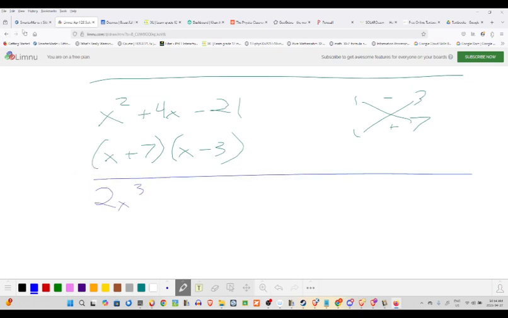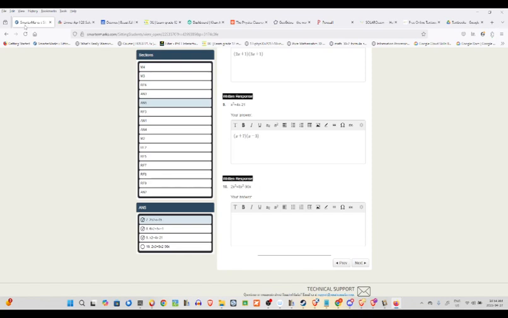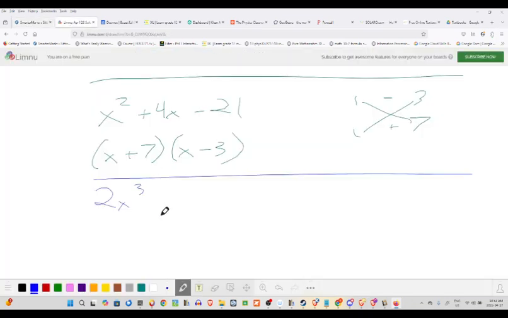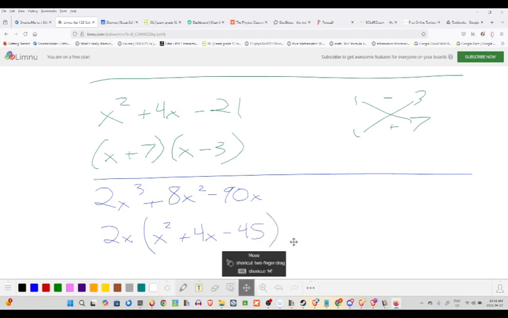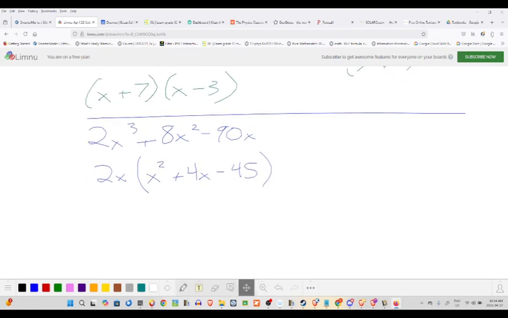So 2x cubed plus 8x squared minus 90x. We start by pulling the 2x we have common to everything. That leaves us with x squared plus 4x minus 45. This is a lot more promising.